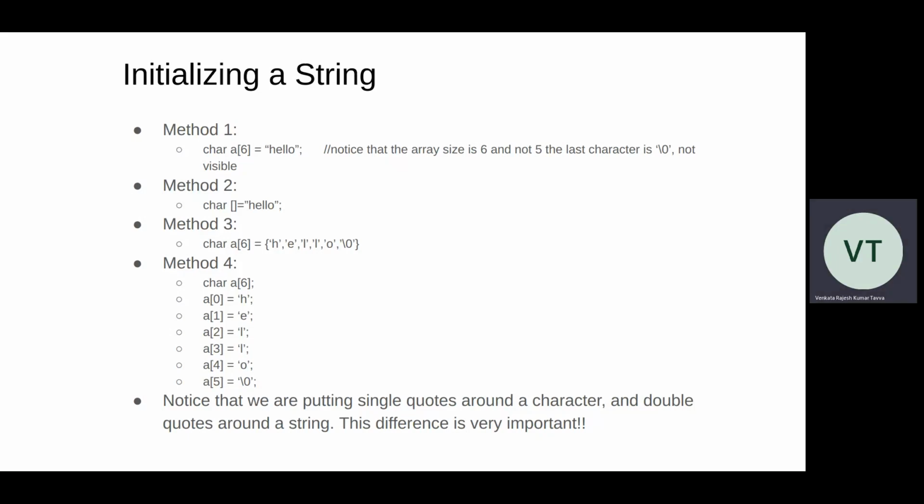It will treat it as a string. Suppose here a of 0 is 'h' in single quotes. Suppose I remove the single quotes and I just give h. What will happen? Yeah, it will take the ASCII value of h. But right now it will take the ASCII value of h when you put it in single quotes. So what happens?